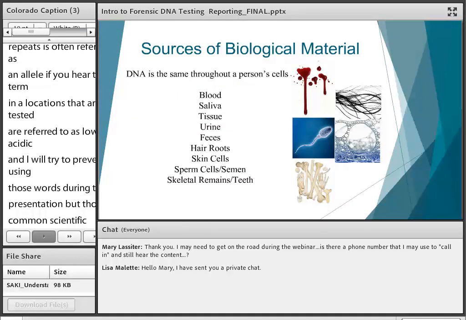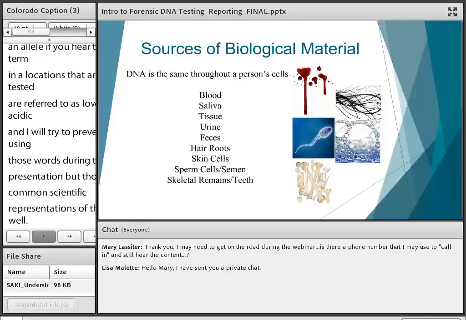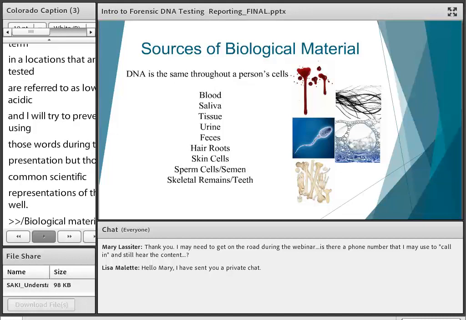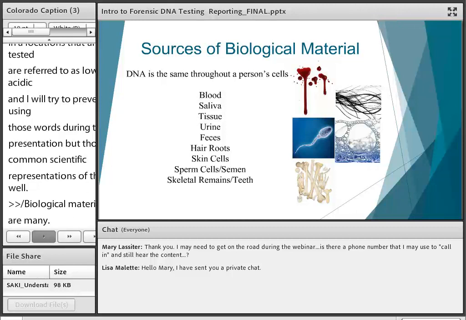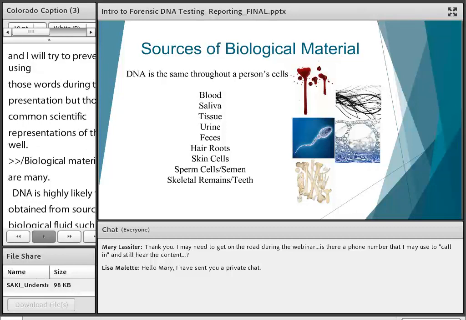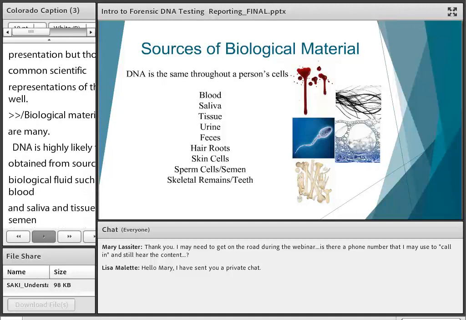Sources of biological material are many. DNA is highly likely to be obtained from sources of biological fluid, such as blood, saliva, tissue, semen, and sperm cells. DNA from skin cells can be successful, especially on items someone has been wearing. It can become less reliable on items that have just been touched, but still possible.